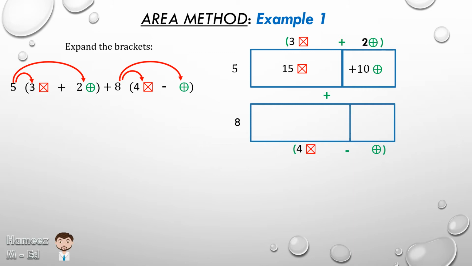So when we multiply to find the area of the rectangle, length times breadth, 8 times 4 is equal to 32 squares. And 8 times a circle will be 8 circles. Remember the sign, there's a positive 8 and a negative circle. So two different signs means that the answer will be negative.